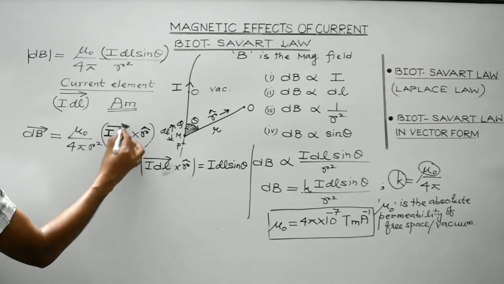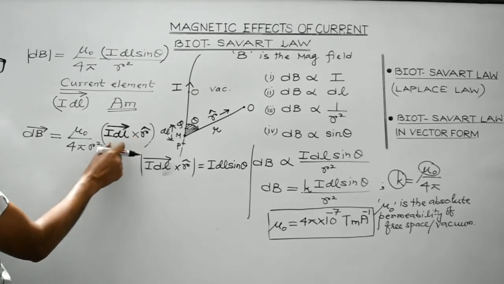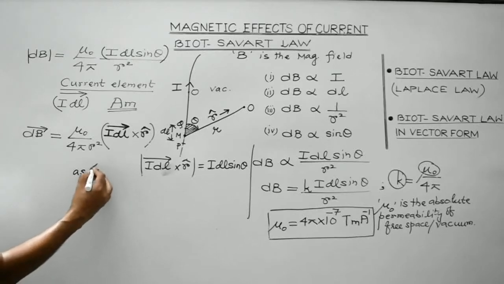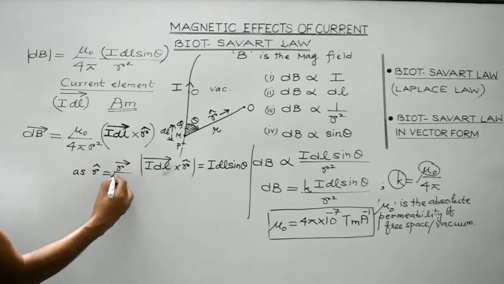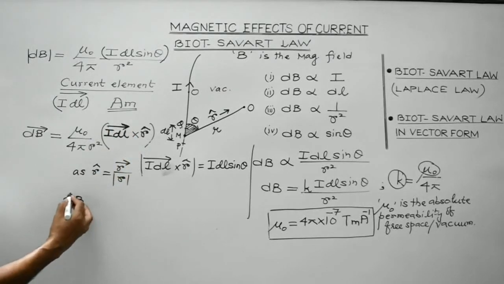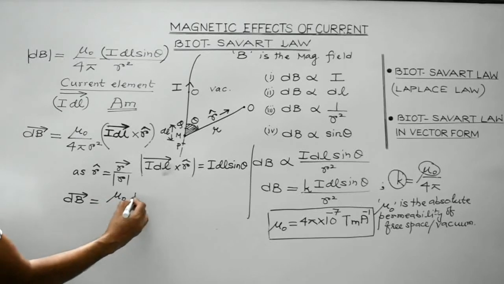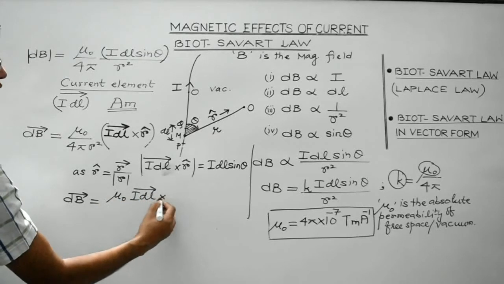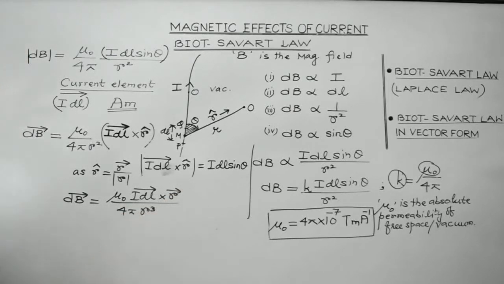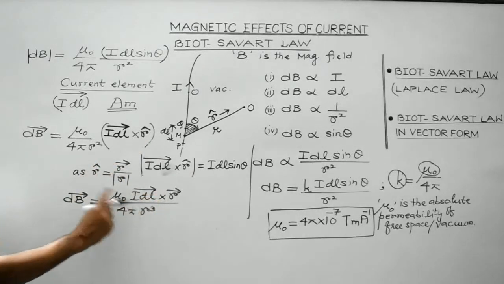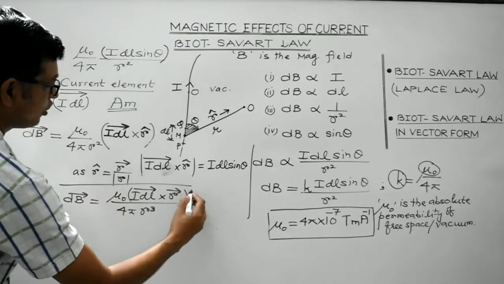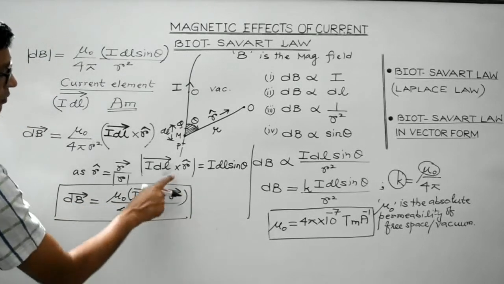So this is the cross product of the current element and this unit vector. Now, as we are aware, a unit vector is the vector divided by its magnitude. So substituting this value of r cap over here, what we get is dB vector equal to mu naught I dl vector cross r vector divided by 4 pi r cube. Unit vector is vector divided by its magnitude, so it becomes r cube. So this is the representation of Biot Savart Law in the vector form.